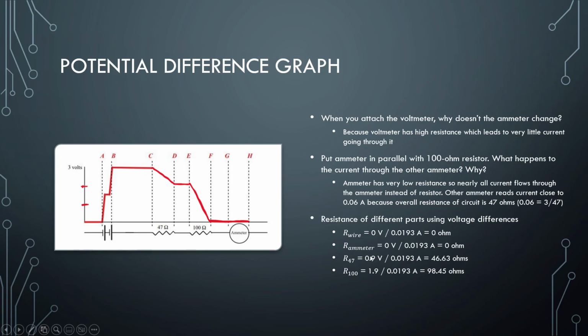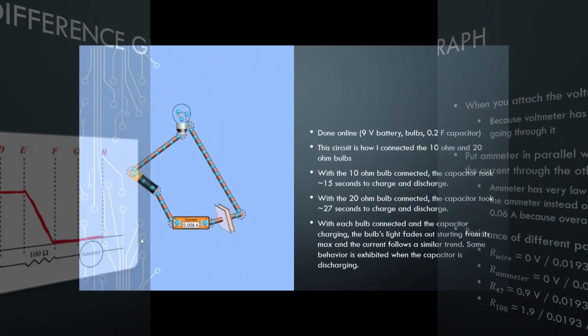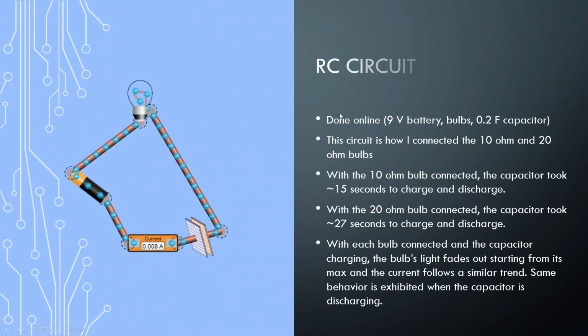And here are the results: the resistance of the wire and ammeter and the two resistors that we got by using this potential difference graph. Getting into the second circuit, I did this one online. We have a 9 volt battery, some bulbs, and a 0.2 farad capacitor. This circuit is how I connected the 10 and 20 ohm bulbs.